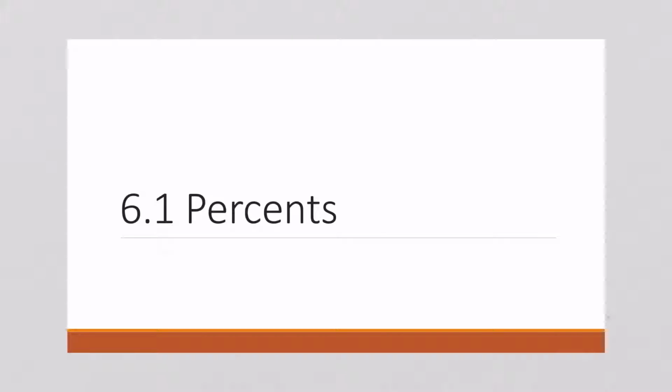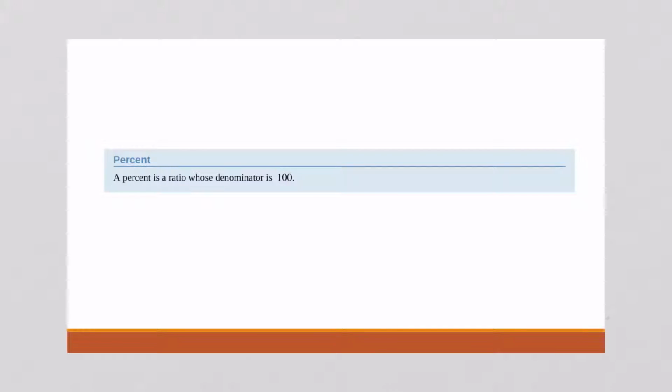Okay, so percents show up a lot in our lives, especially if you're going shopping. A store that says something is 30% off or 25% off means you're going to get a discount on something, so it's important to understand what that means. A percent is a ratio whose denominator is 100. So if something is 25% off, that is 25 out of 100 off.